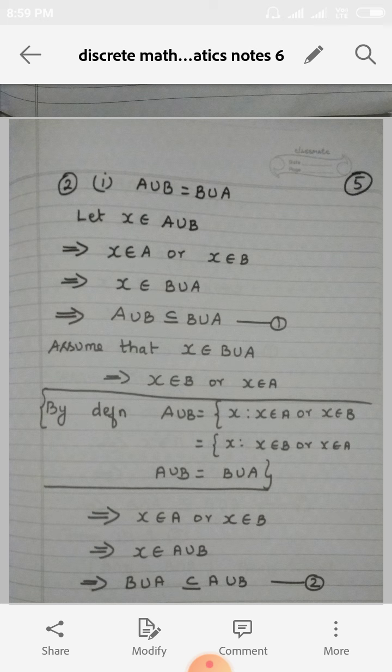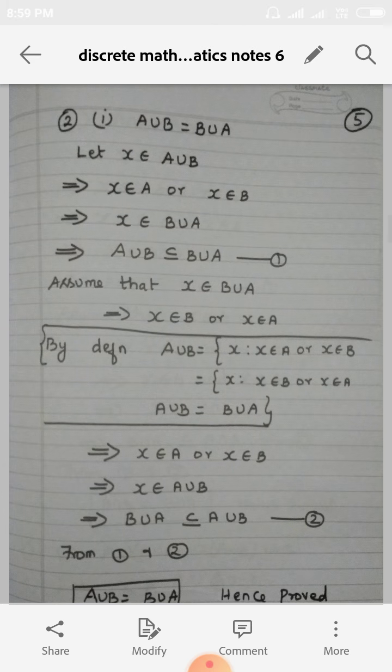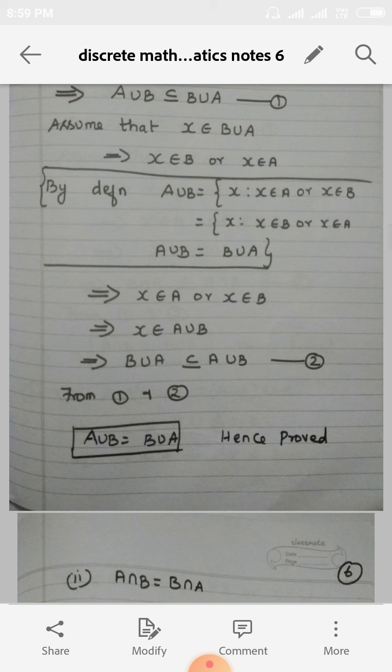So we have to assume that X belongs to B union A. This is nothing but X belongs to B or X belongs to A. X belongs to B or X belongs to A can also be written as X belongs to A or X belongs to B. So X belongs to A union B. Therefore, B union A contains or equal to A union B. So from 1 and 2, A union B is equal to B union A.